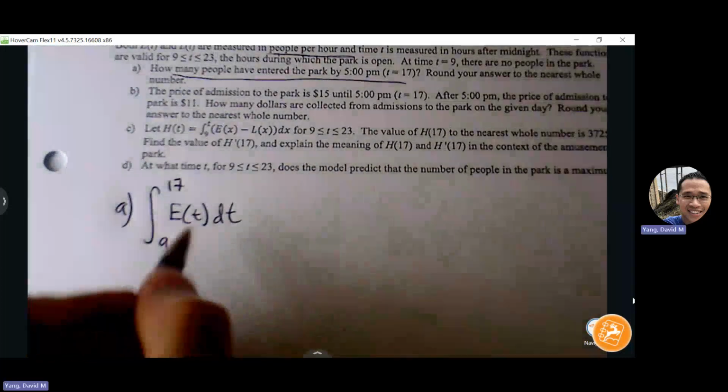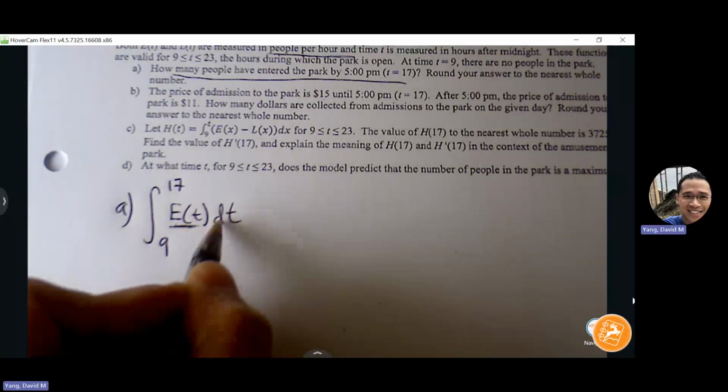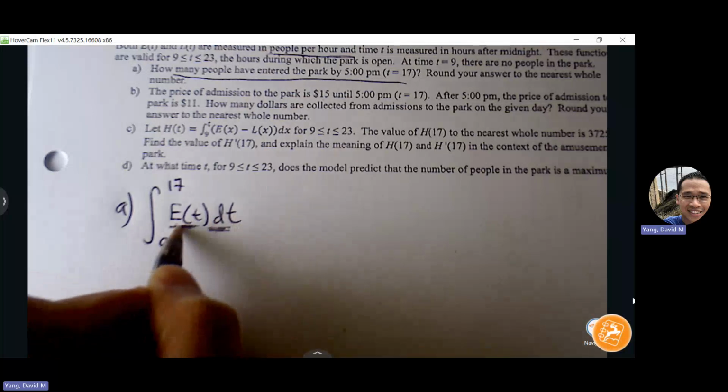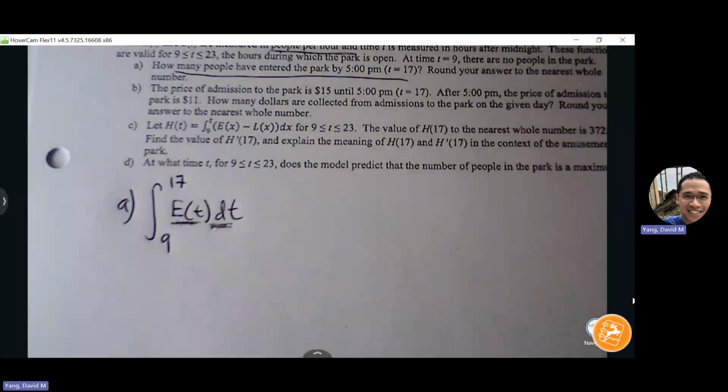Okay. So again, I want to show that the units are changing because E of t is in terms of people per hour, but technically we're multiplying by dt. dt is a time unit, so people per hour times time will turn into a number of people. So we're going to make the calculator do the work for us.